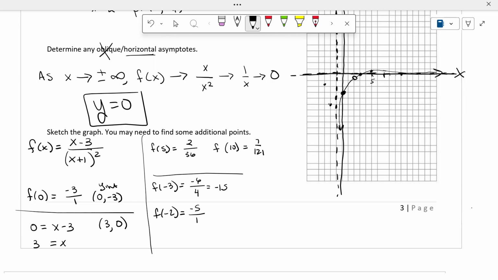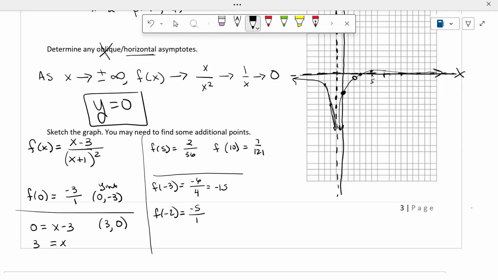Okay, so what does this tell me? This tells me that my graph is going to go like this, kind of. A little bit sloppy in it, but it's going to approach the horizontal asymptote from that side. Okay, so it kind of looks like that.